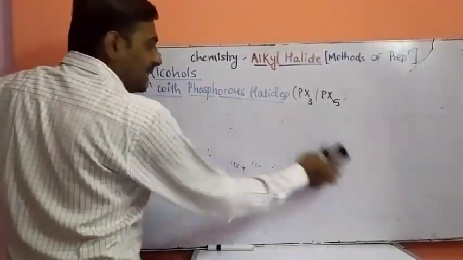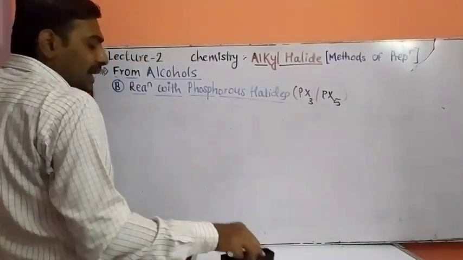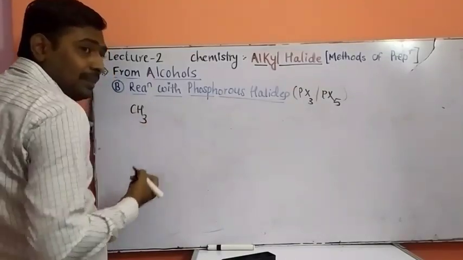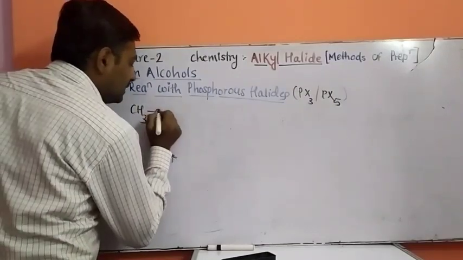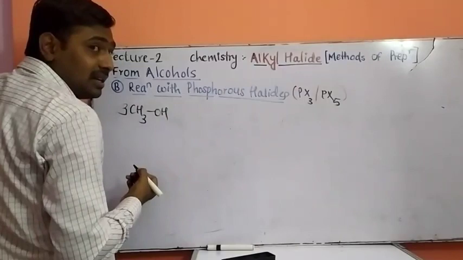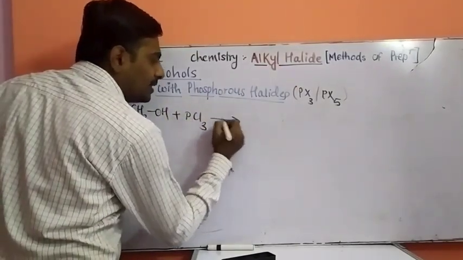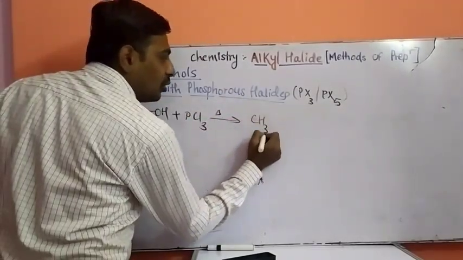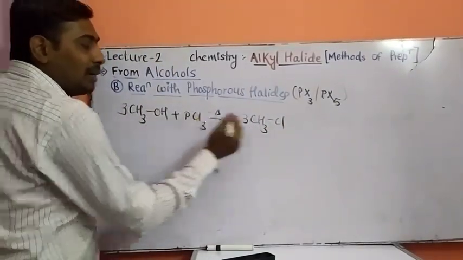When ethanol, methanol or propanol, any alcohol molecule, reacts with PCl3, PBr3 or PI3, we'll discuss PCl3. CH3OH, 3 moles, as we discussed in the general reaction, reacted with PCl3 in presence of heat, gives methyl chloride as the main product. How many moles? 3 moles. And what will be the byproduct?